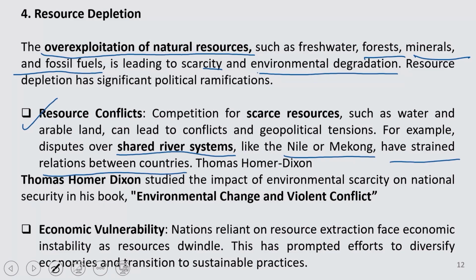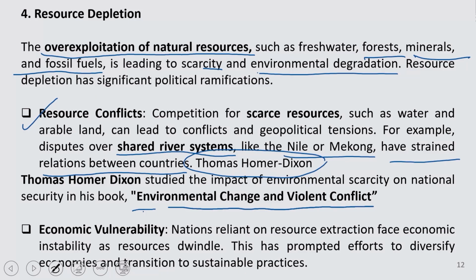In this regard, we can take the very significant thesis presented by Thomas Homer-Dixon. He presented his study in his book Environmental Change and Violent Conflict, in which he basically studied the impact of environmental scarcity on national security and how it further led to environmental conflict between or among countries.